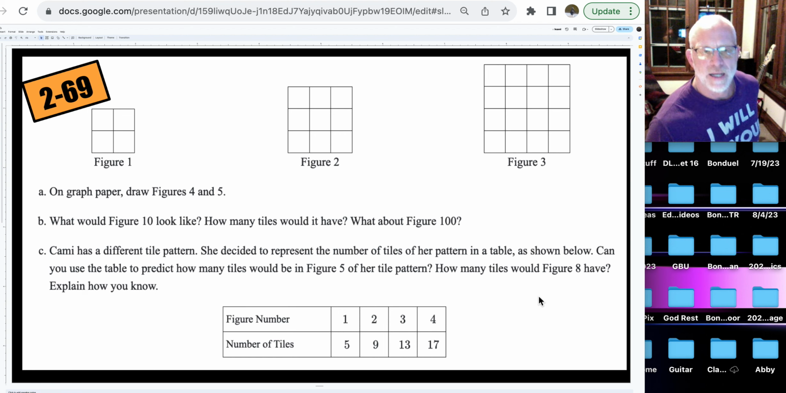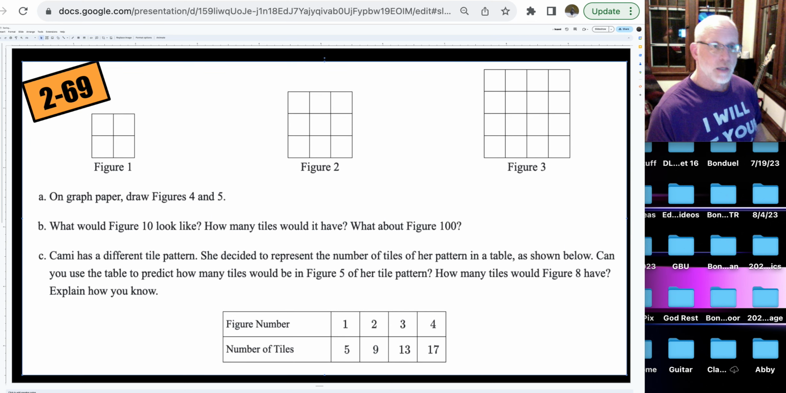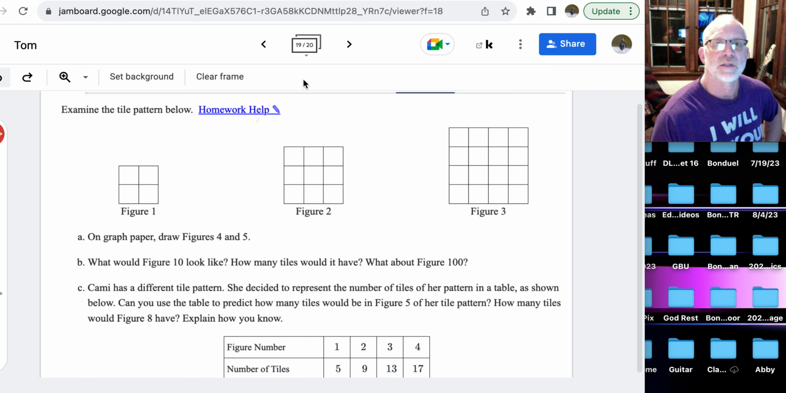Hey friends, this is our homework review from Friday. So 269 and 270. Okay. And the first one we're going to look at is the 269 one.